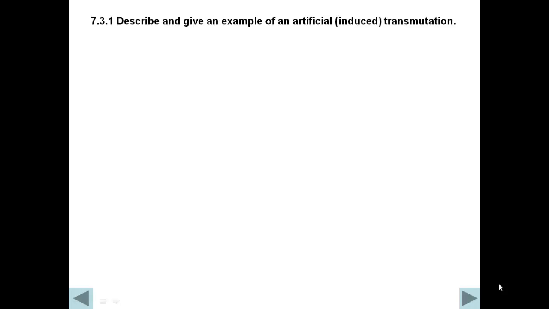This is the beginning of the last section, atomic and nuclear physics. We have to describe and give an example of artificial or induced transmutation. First point, this artificial or induced transmutation is not alpha, beta or gamma decay, because these occur naturally. Artificial transmutation does not.